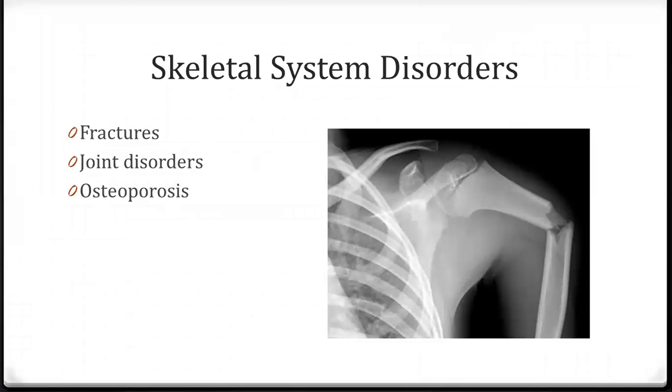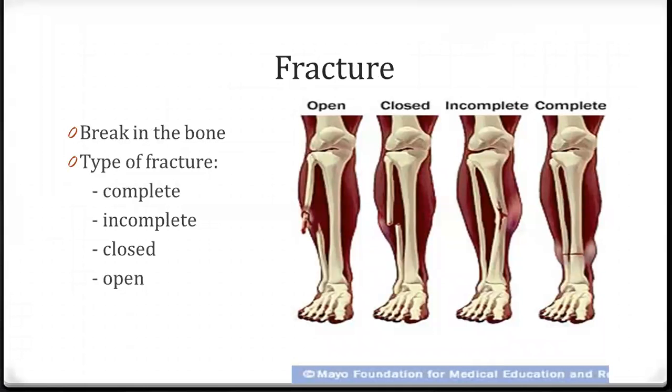Okay, so skeletal system disorders, you can have fractures, you can have joint disorders, and you can have osteoporosis. Okay, so fracture is a break in a bone. Types of fracture: you can have a complete fracture, where it's a complete break all the way across right here. You can have an incomplete fracture, which is a partial one. You can have a closed fracture, so the fracture happens and your skin still stays intact, or you can have an open fracture.